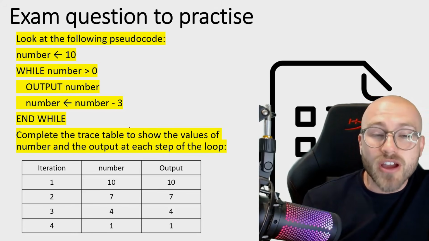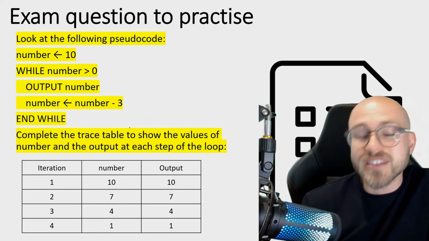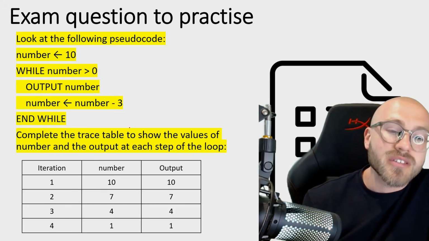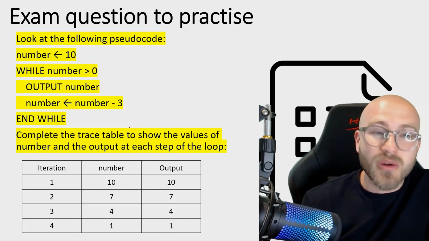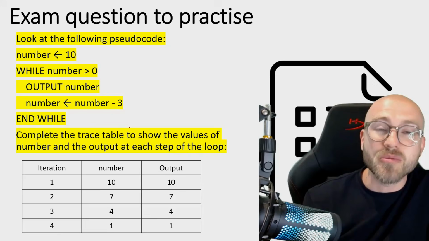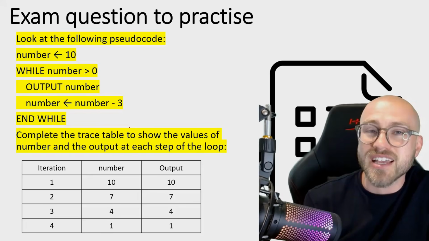We take another 3 off, meaning that the output will be 4 because the number was at 4. We take 3 off, and then we're going to output 1 and the number is at 1. That's when our while loop would finish, because while it's greater than 0, it was going to loop itself, but once we remove 3, it will be lower than 0, which means that's the end of the loop.